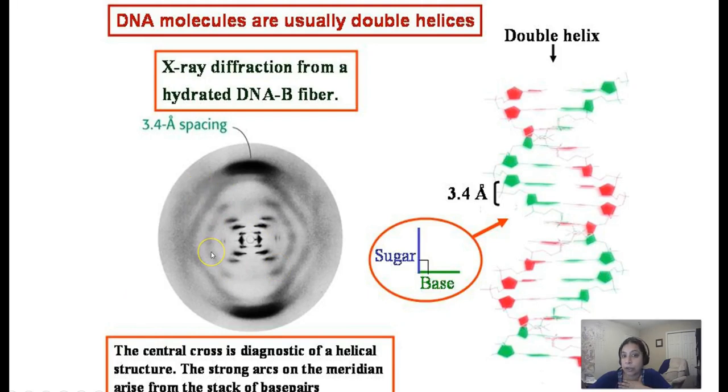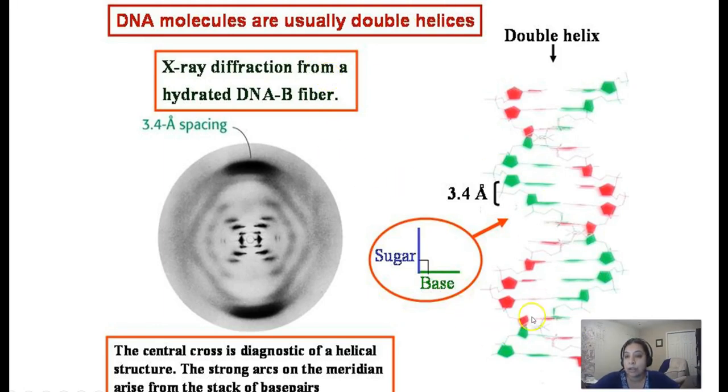This is an X-ray diffraction from a hydrated DNA fiber that's being looked at. And looking at that central cross image, it is what allowed them to think about it as a helical structure. And then you can now see all these strong arcs that are forming, which we now know are because of the stacks of DNA, the base pairs that are present inside it.